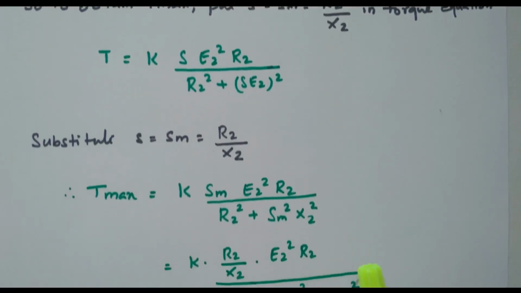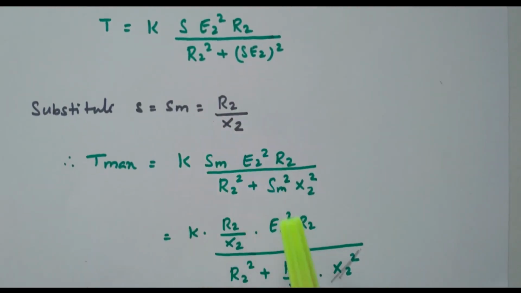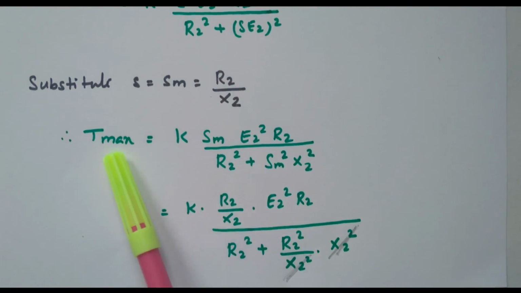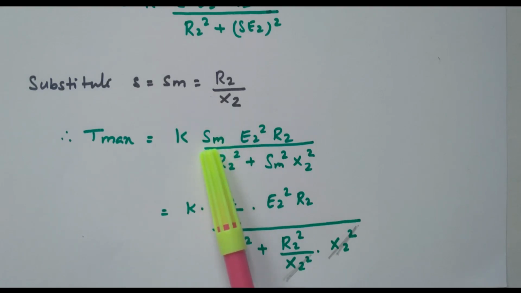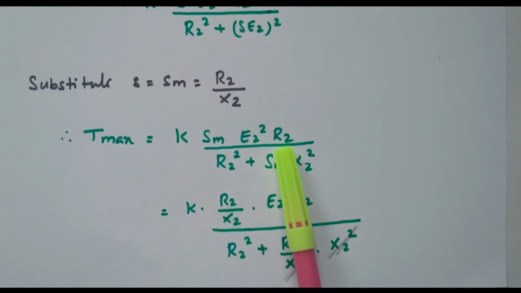So substitute s equal to Sm, that is equal to R2 by X2. While substituting, the torque automatically becomes the maximum torque, that is equal to k Sm E2 square R2 divided by R2 square plus Sm square X2 square. Now we can substitute the Sm value, which is nothing but R2 by X2, so R2 square divided by X2 square. This X2 got cancelled. Now we'll go for further simplification.